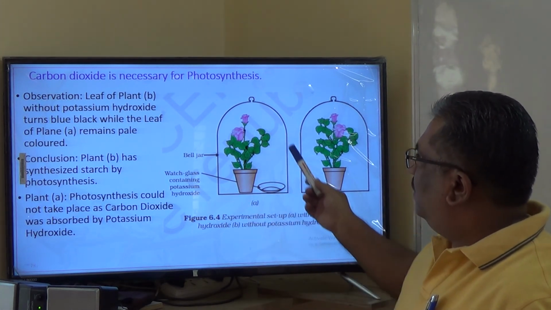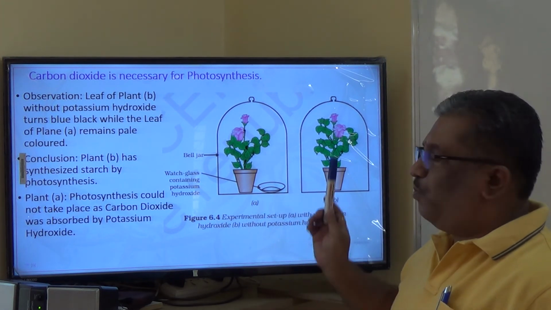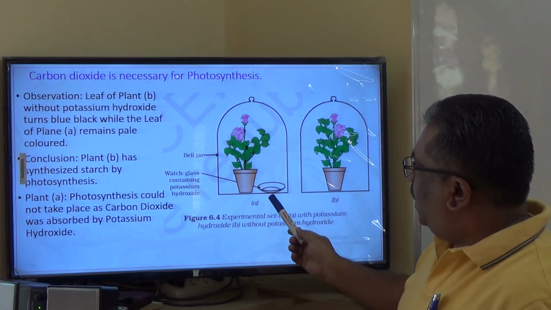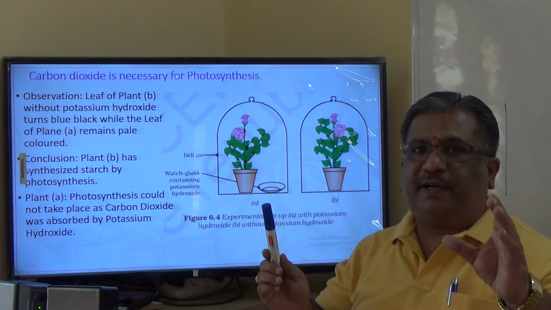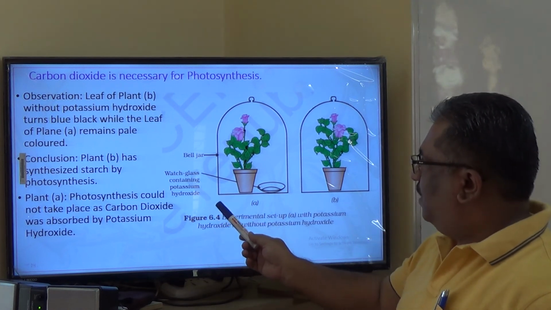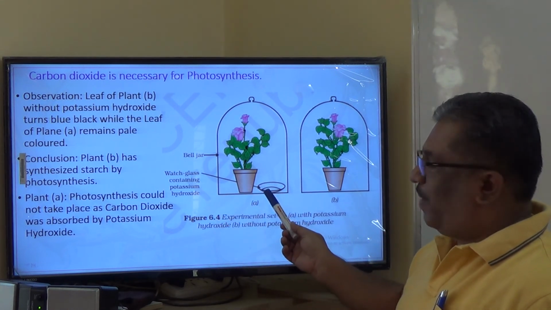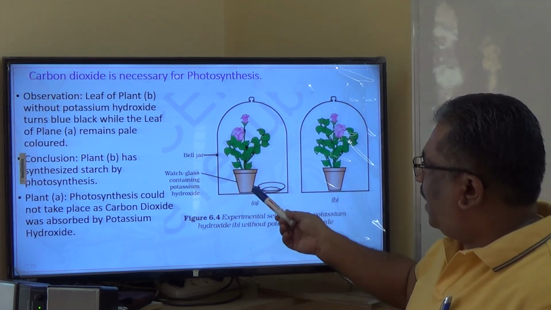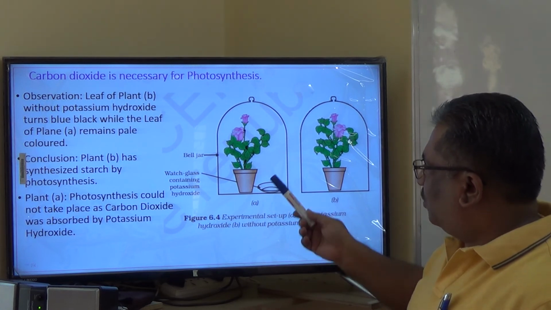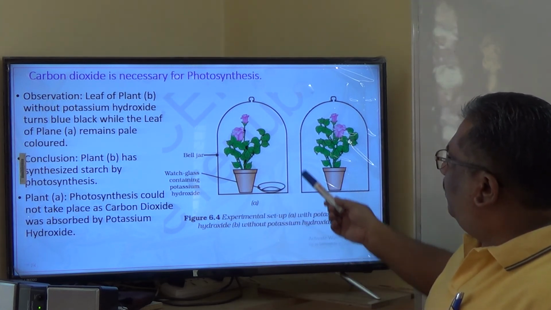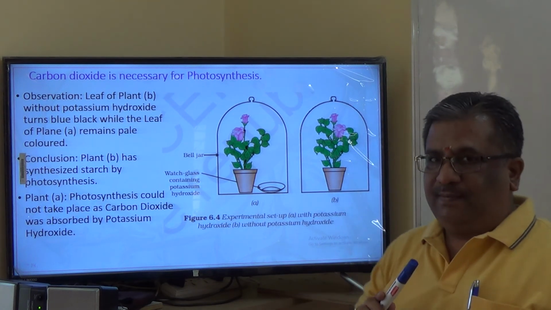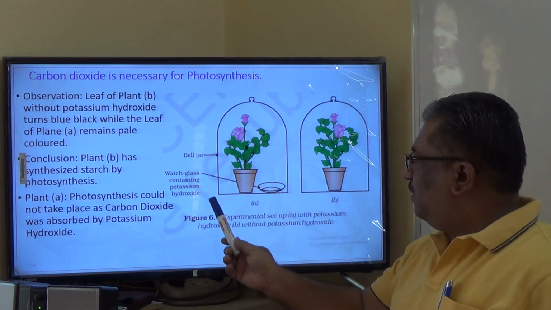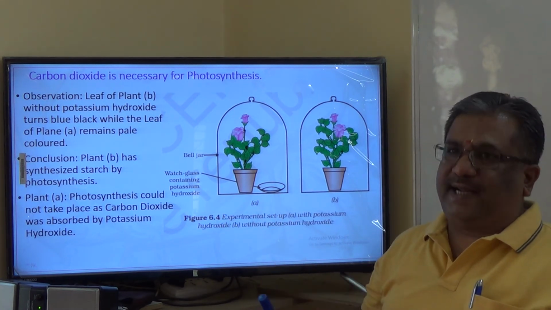Next, you invert a glass bell jar over the two plants. But make sure in one of the bell jars you keep a small quantity of potassium hydroxide in a watch glass, which is just kept next to the potted plant, and cover this bell jar over the plant and the watch glass. In the other potted plant, simply cover it with a bell jar. Take wax and seal the bottom. Apply wax throughout the joint so that it becomes airtight.